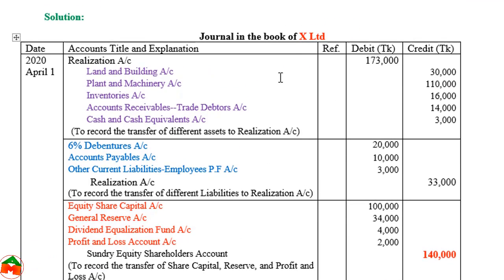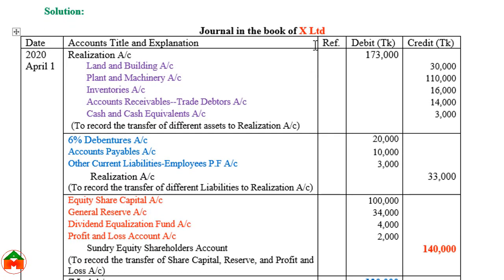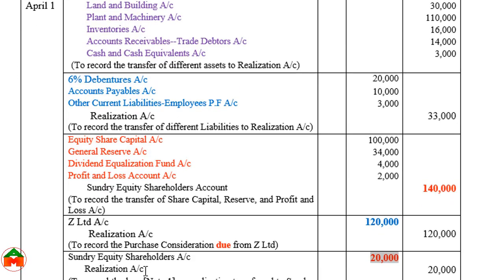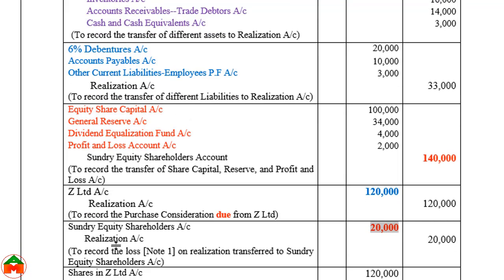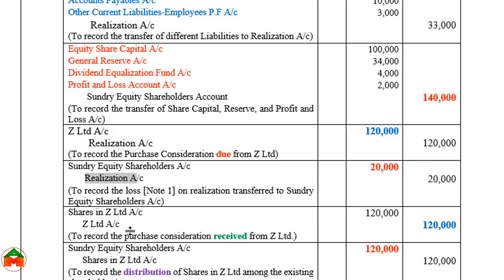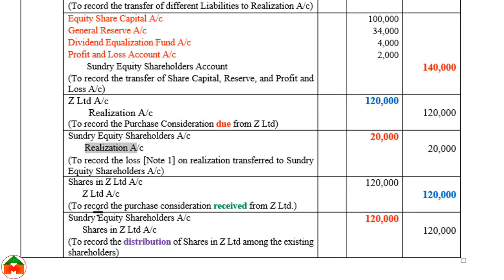Loss for the X company, that means the company which will be liquidated. That's why this loss will be journalized as sundry equity shareholders. We know that it's a credit item, but there is a loss. That's why we are showing it in the debit side, and in the credit side we will show the realization account. And in the next journal we will record the purchase consideration received. Whenever we are receiving the purchase consideration from Jet Limited, the Jet Limited account is shown in the credit side, and as a purchase consideration the X will receive the shares of Jet Limited.